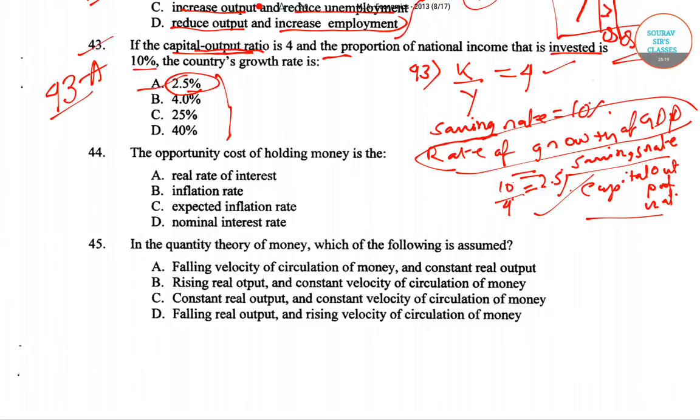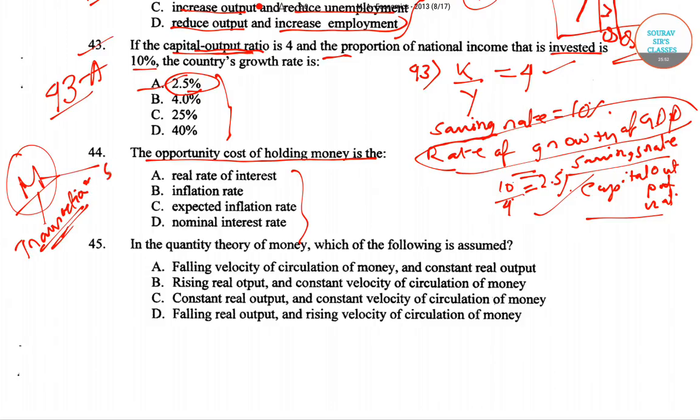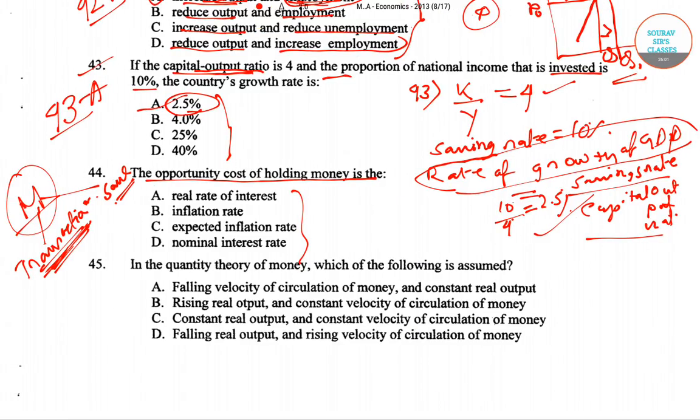In this question it is given: the opportunity cost of holding money is, and 4 options are given: real rate of interest, inflation rate, expected inflation rate, nominal interest rate. Say, for example, first we need to understand what you do with money. You either use the money for transaction demand, for daily transaction purposes, you keep the money, or you save it in the bank. When you keep the money in your hand for transaction purposes, it is obvious that there is less money to save in the bank.